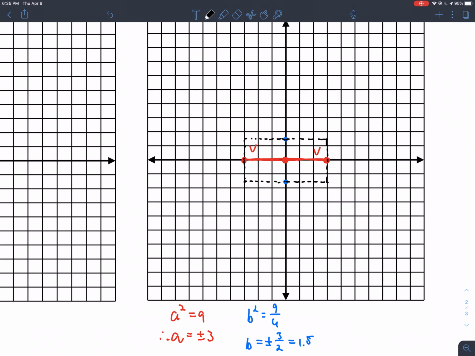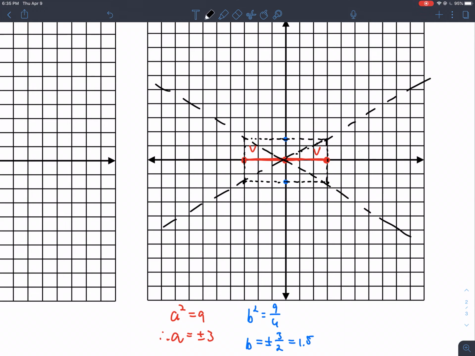And so it's these 4 corners that help me draw my asymptotes. The asymptote just goes from the center through the corner of the box. Of course, it doesn't have to be perfect because it can't be perfect at this point. We're not computers. So you do something like that.